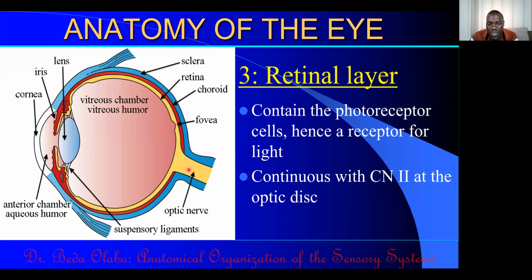This region where the retina is continuous with the optic nerve will not necessarily have photoreceptor cells. And therefore, light rays that land on this region cannot be detected because there are no photoreceptor cells here. It therefore constitutes the blind spot of the eye. The optic disc is a blind spot. It means that the light rays that land there cannot be detected because that region does not have photoreceptor cells.